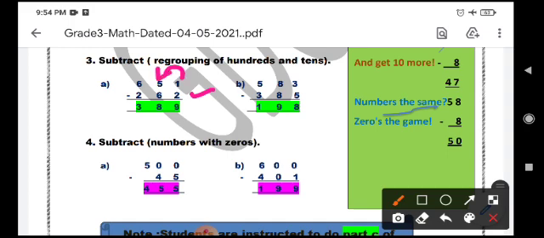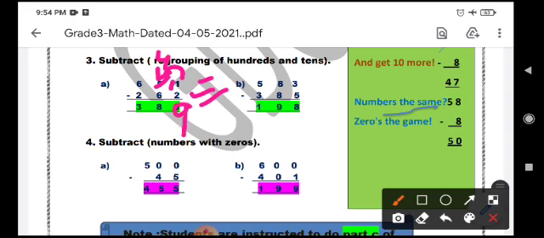5, the tens digit. In the ones column, 1 is smaller than 2, right? And 5 in the tens column, we will cross it and make it less by 1, that is 4. And we will add the 10 to the ones place. It will make 11. We know 11 minus 2 is 9.